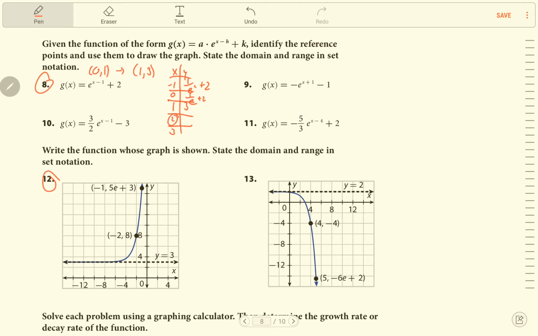And then if I plug in 2 and 3, well, plugging in 2, it's going to be 2 minus 1, which is 1. E to the 1 plus 2 is just e plus 2. And this will become e squared plus 2.